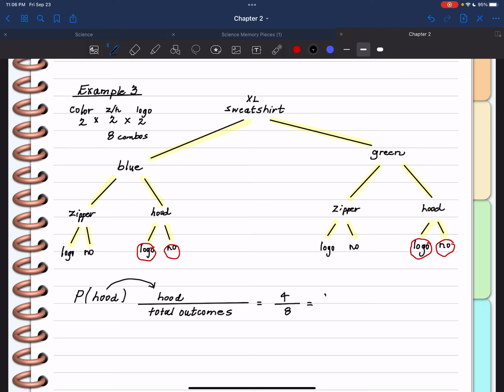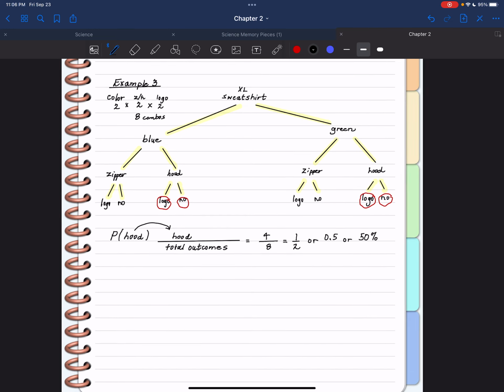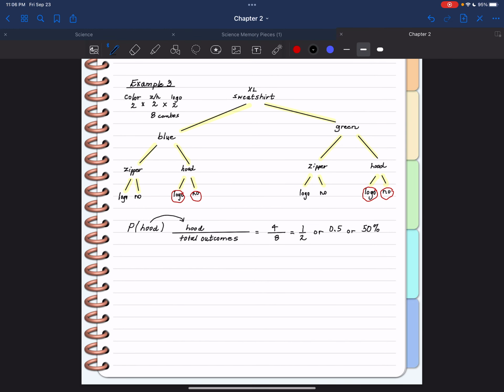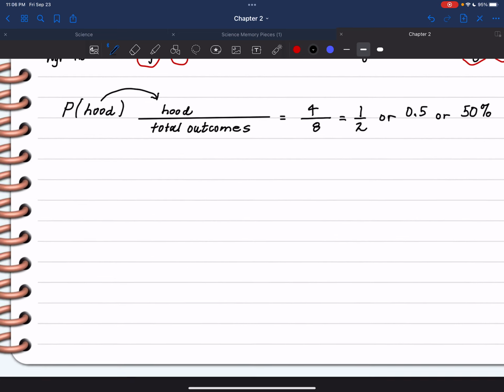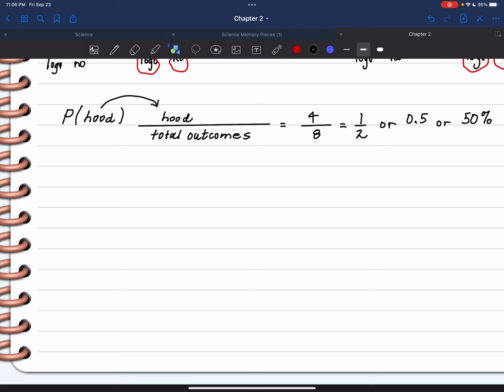So there are 4 possibilities with a hood. That is 1/2, or 0.5, or 50%. Okay? There is a 50% chance that you will choose one at random, that's with your eyes closed, that has a hood. And while I'm thinking about this, I want to give you something to memorize.